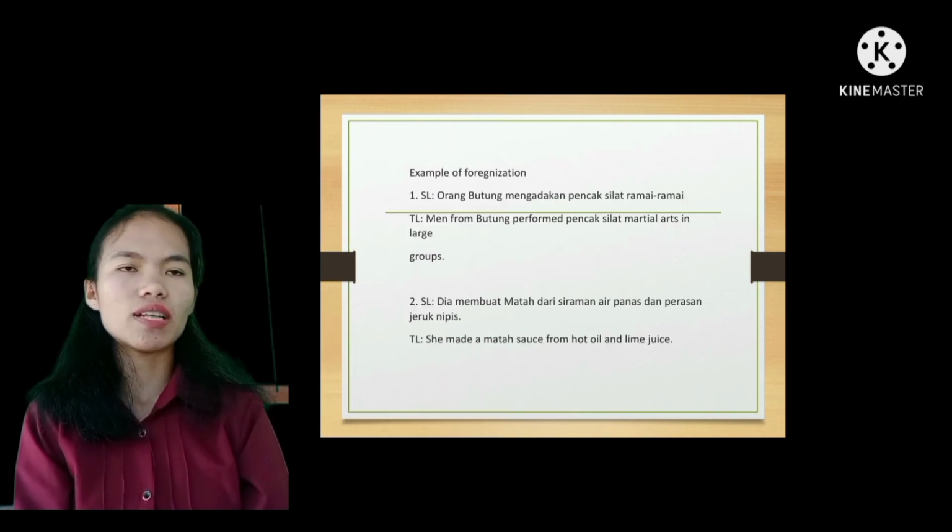And the examples of this: the first is, in source language, "orang Butung mengadakan pencak silat rame-rame." Translated into target language, men from Butung perform pencak silat martial arts in large groups. And the second is, in source language, "dia membuat matah dari siraman air panas dan perasan jeruk nipis." Translated into target language, she made a matah sauce from hot oil and lime juice.